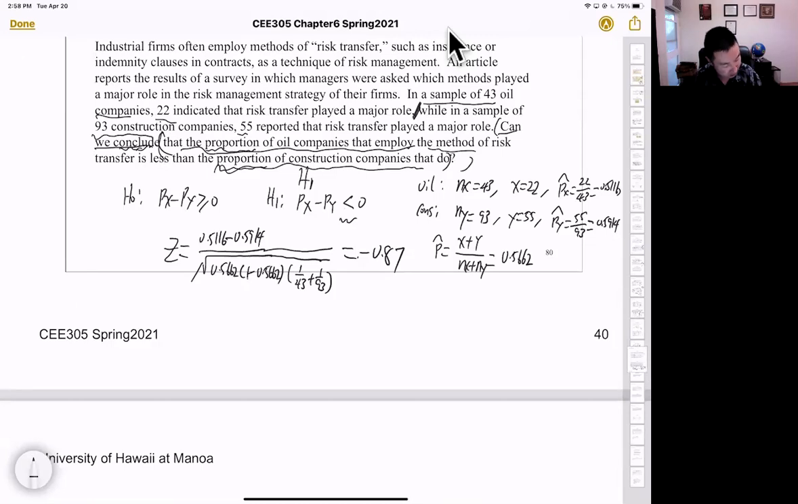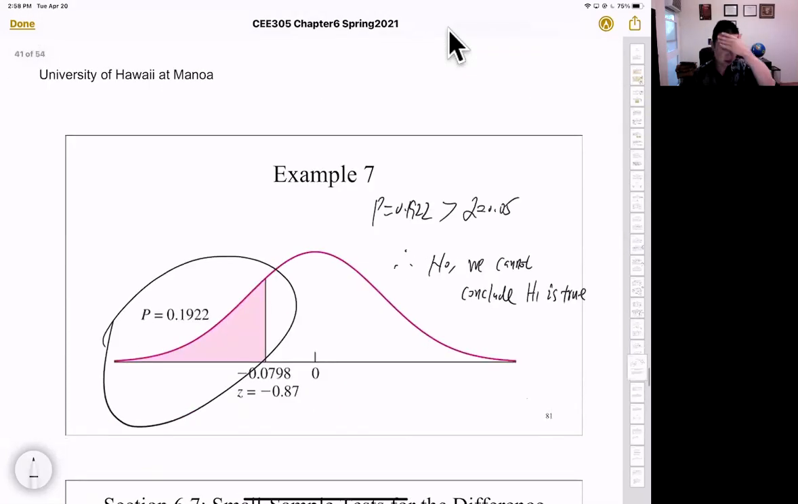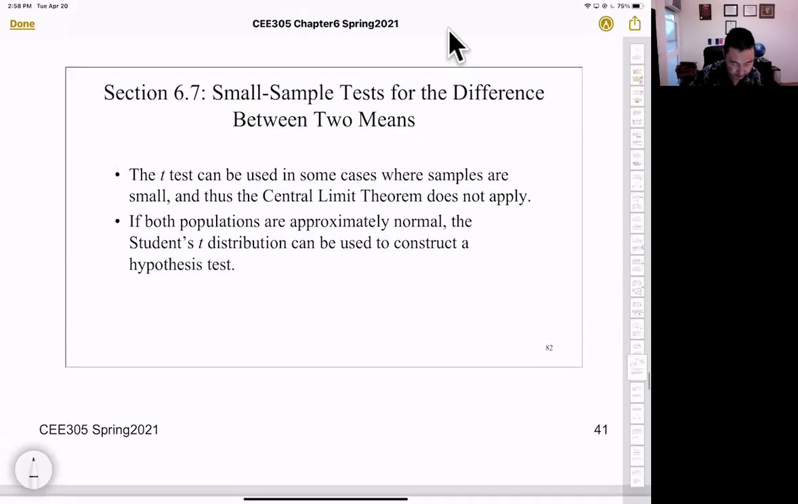So far we have discussed many different situations, all about hypothesis tests for large sample population mean, small sample population mean or proportion, or the difference between two means, or the difference between two proportions. So we have around 3 or 4 sections remaining for chapter 6. We continue on Thursday this week with section 6.7, which is the small sample test for the difference between two means. So let's stop here for today.